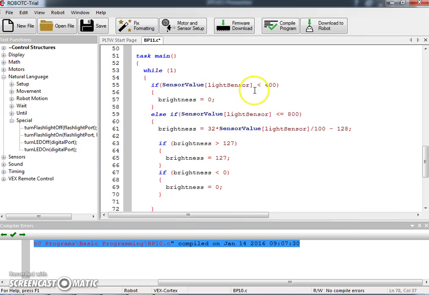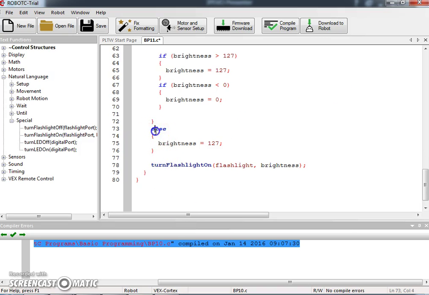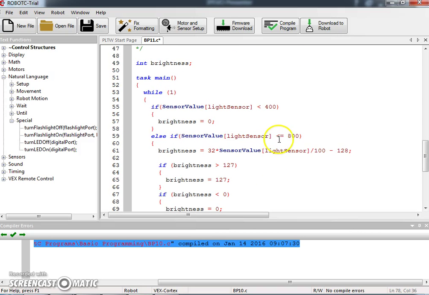If it's greater than 400, or let's say it's 400, then it goes into this, and it calculates what brightness should be. So it does a calculation. It takes 32 times 400 divided by 100 minus 128, and that value is 0. And then it checks, is brightness greater than 127? Nope, skips it. Is brightness less than 0? Nope, skips it. So brightness is still 0, skips this else, and it turns the flashlight on at a brightness of 0. So at 400, it's still at 0.